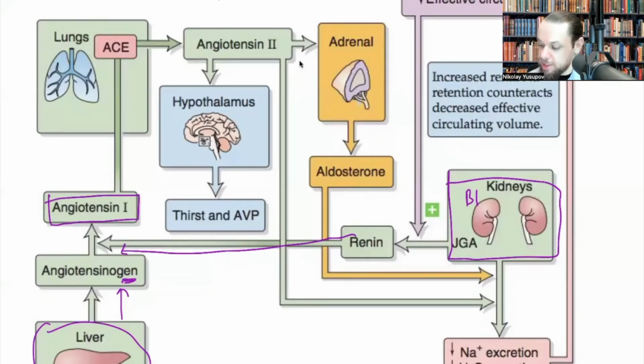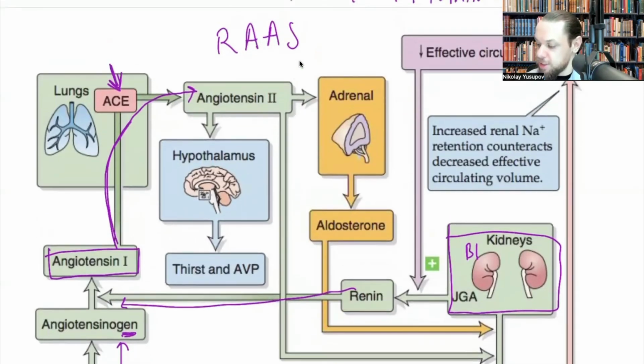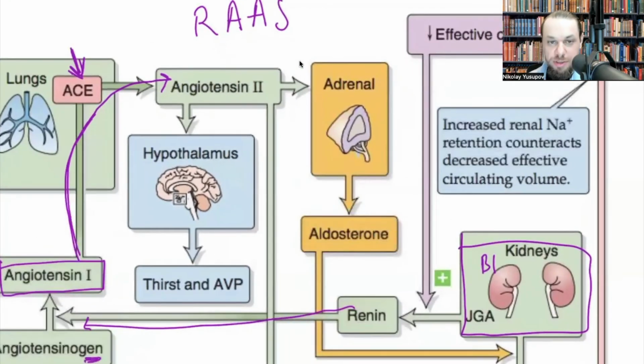And then as angiotensin 1 passes through the lungs, specifically the endothelial cells of your pulmonary capillaries, right? The endothelial lining of the pulmonary capillaries has an enzyme called angiotensin converting enzyme, ACE. The moment angiotensin 1 passes through the lungs, ACE converts it into angiotensin 2. Angiotensin 2 is a very, very potent vasoconstrictor, right?